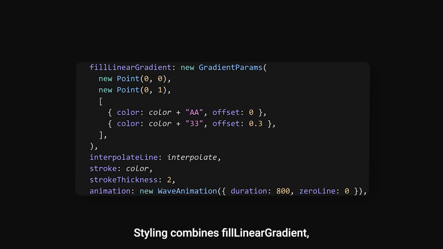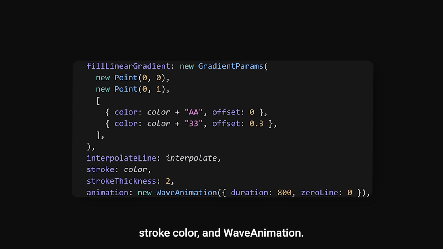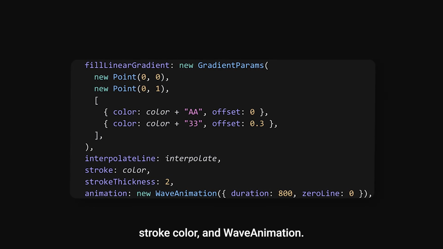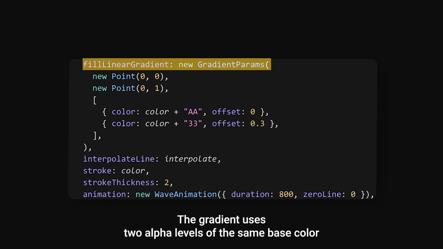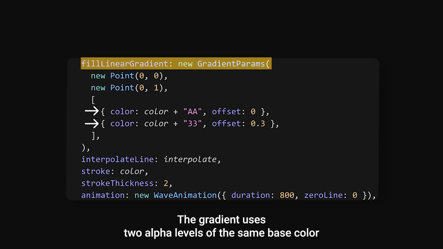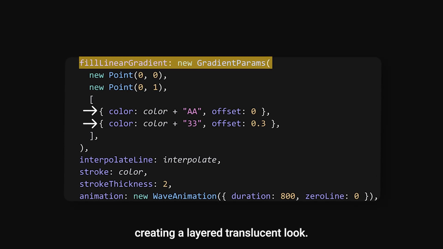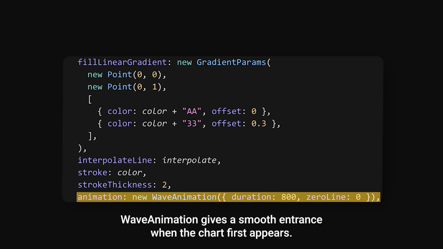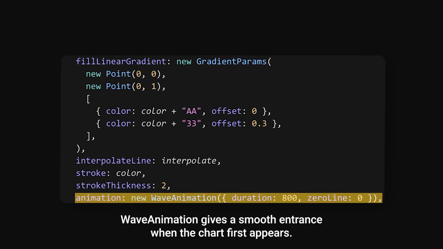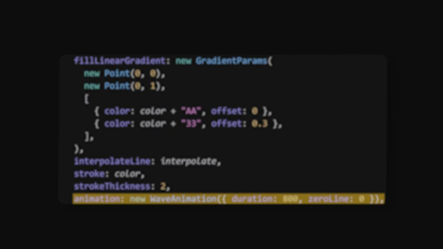Styling combines fill linear gradient, stroke color, and wave animation. The gradient uses 2 alpha levels of the same base color, creating a layered, translucent look. Wave animation gives a smooth entrance when the chart first appears.